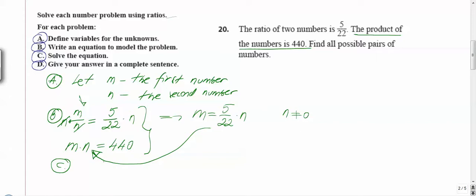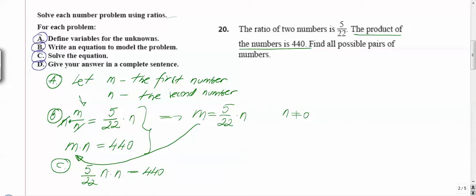Now this one, I will substitute in my second equation here. Wherever you have m in the second one, you're going to plug in 5/22n. So you'll have 5/22n, this is your m, times n equals 440. Now, n times n is going to be n squared. But to solve for n, I will multiply everything by 22/5. Multiply the other side by 22/5.